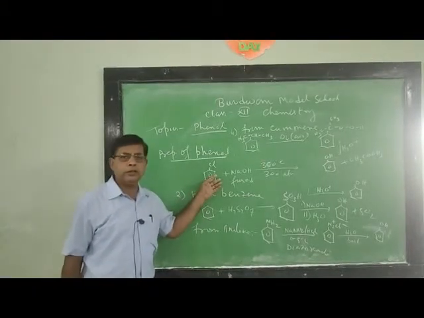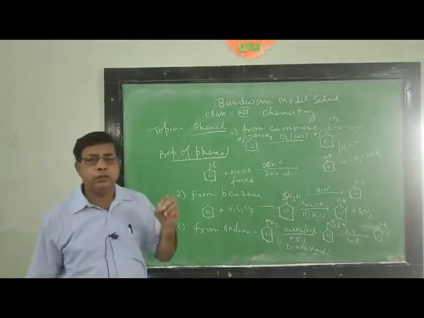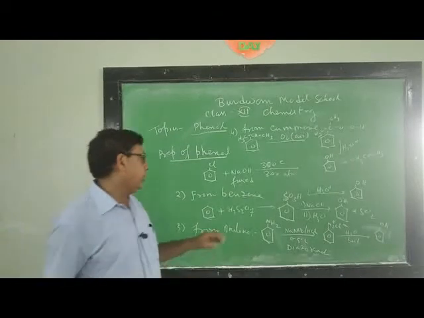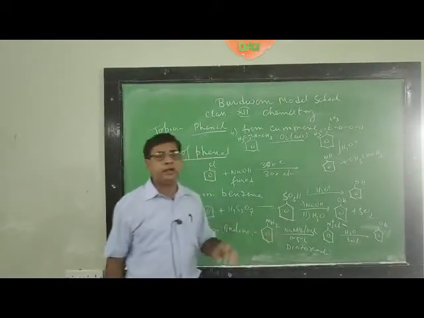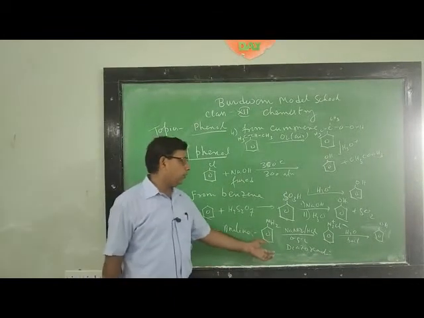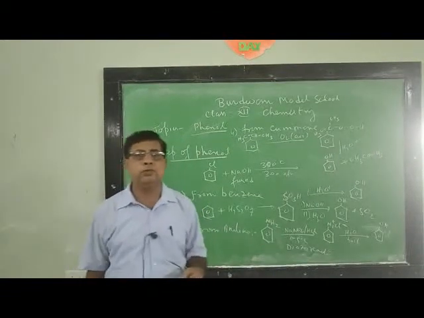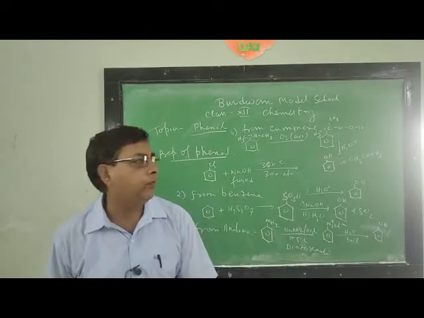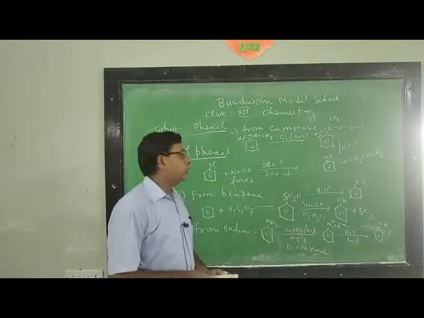First is chlorobenzene by Dow process. Then benzene, when treated with oleum, that is pyrosulphuric acid, H2S2O7, forms benzene sulphonic acid, which on alkaline hydrolysis gives phenol. Next, aniline when treated with NaNO2/HCl, the diazo reaction, forms benzene diazonium chloride. This benzene diazonium chloride when boiled with water forms phenol. And the last reaction is from cumene. So these are the general methods.